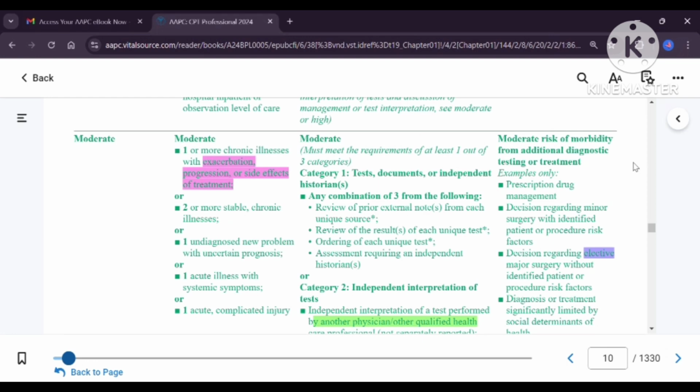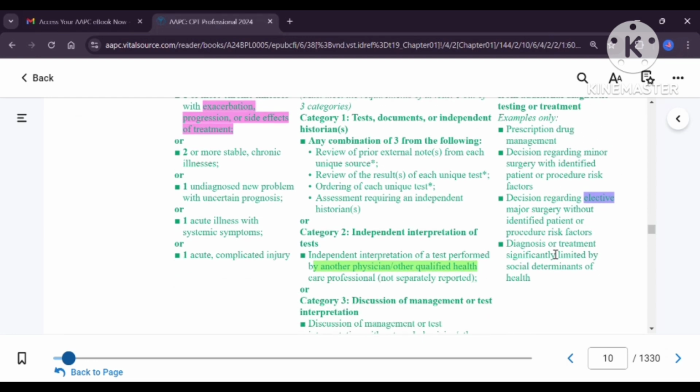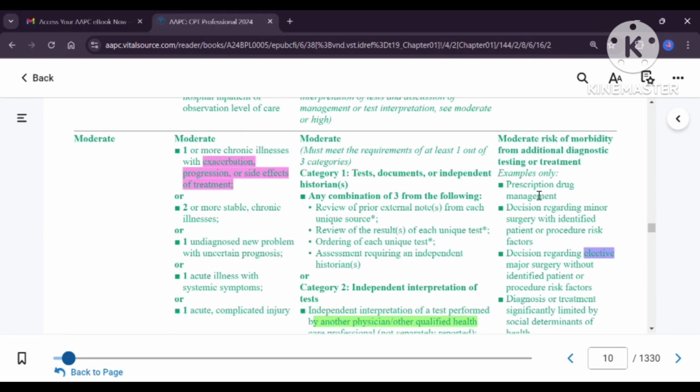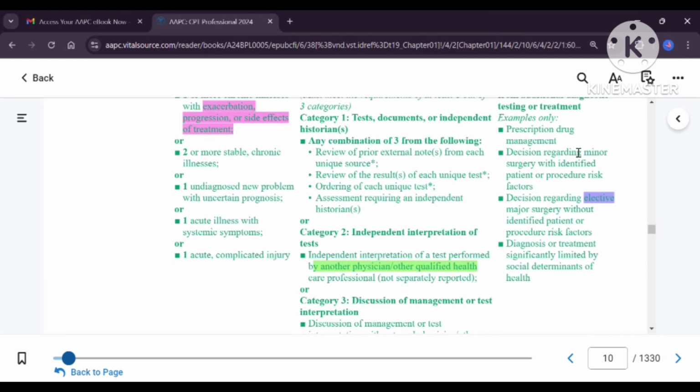And under moderate level of MDM, you can see some examples given under the risk column. So for such a problem, there is always a moderate risk of morbidity from additional diagnostic and treatment. So under this, what are the examples they have given? If the patient is managed with prescription drugs, you can take it as a moderate problem. Or the patient needs a minor surgery, but the surgery has some identified patient or procedure risk factors. That means there are some issues with the patient.